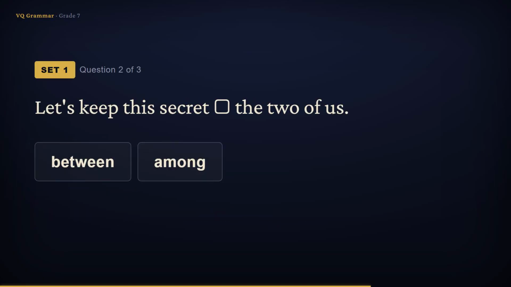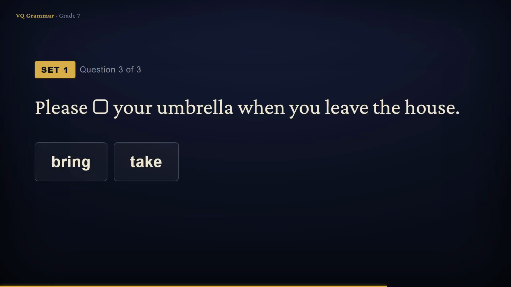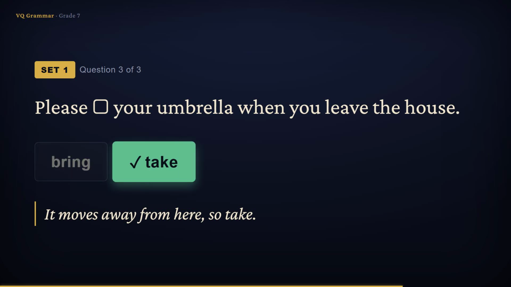Let's keep this secret blank, the two of us. Between or among? It clearly says the two of us, and two calls for between. So the answer is between. Please blank your umbrella when you leave the house. Bring or take? The umbrella is going away from here, out the door with you. Moving away means take. So the answer is take.